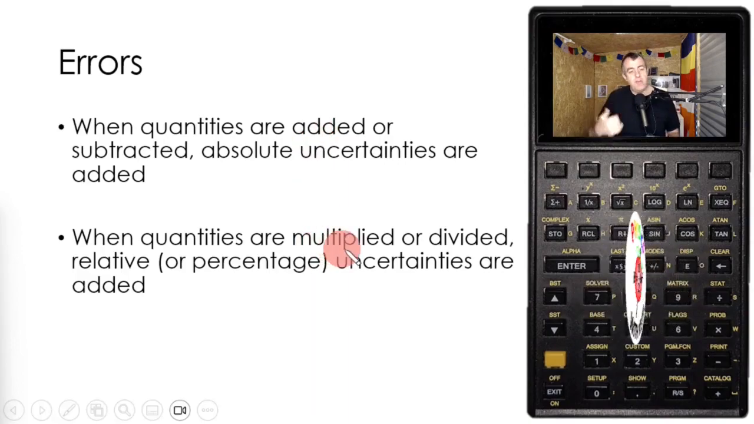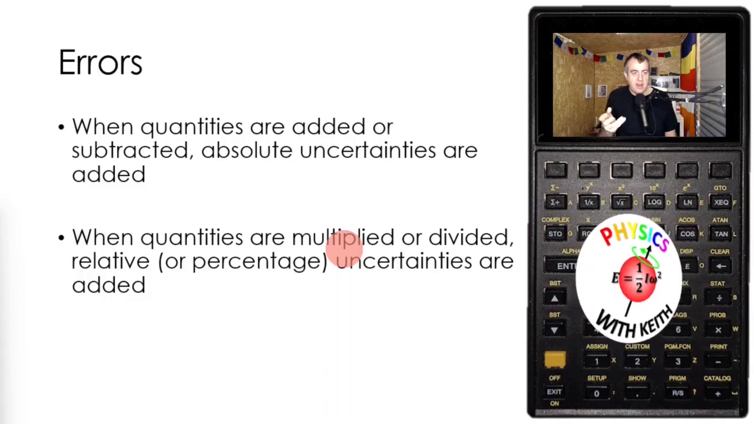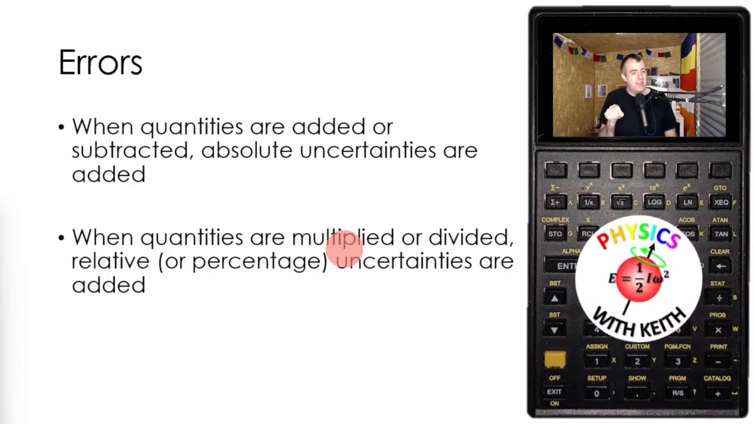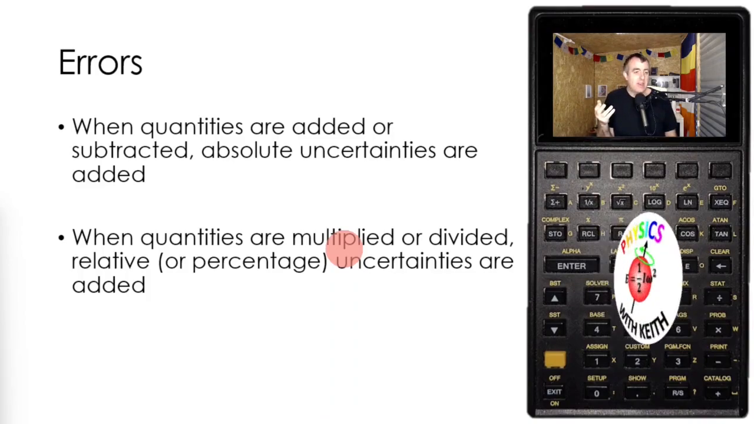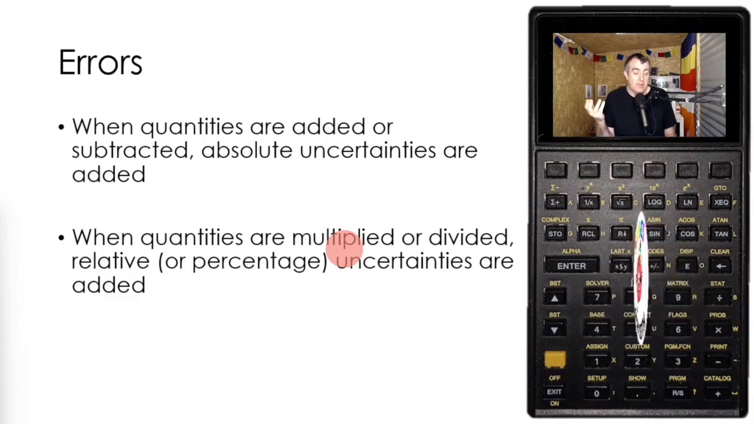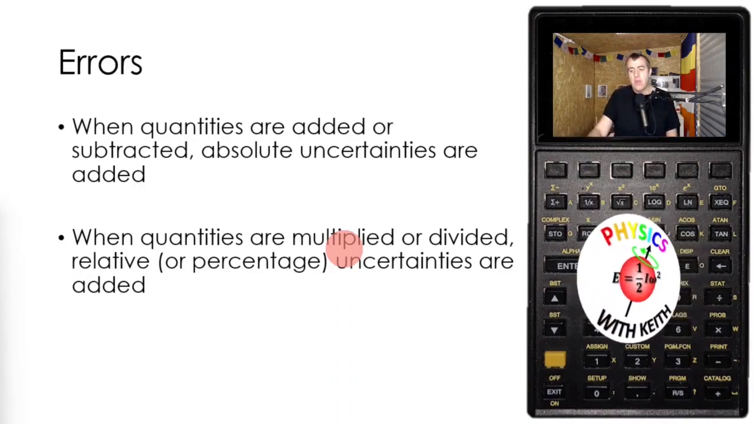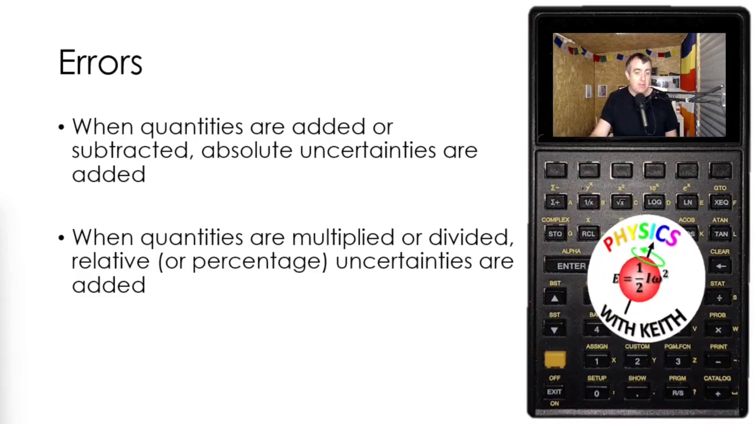Whereas if I'm multiplying or dividing two quantities together, like F equals ma, I've got uncertainty in m and uncertainty in a, and I'm multiplying them together, I can't add the absolute uncertainties together because that doesn't work. The absolute uncertainty in the mass will have units of kilograms, and the absolute uncertainty in acceleration will have units of meters per second squared. And you can't add kilograms to meters per second squared. We talked about that in the dimensional analysis section. So we have to add together the relative or percentage uncertainties because they are dimensionless and they have no units.